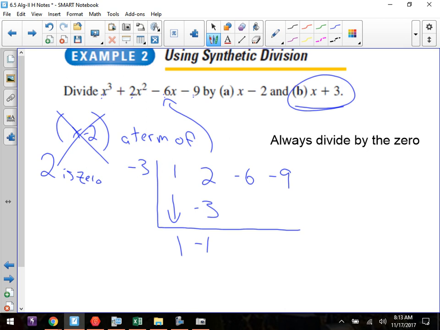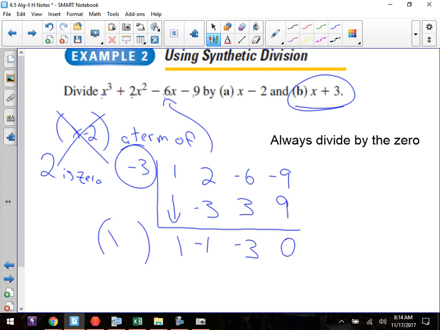What's -3 times -1? What's -6 plus 3? What's -3 times -3? Did I end up with a 0? Now here's what happens. Since that ends in a 0, that means that -3 is a 0, which means the term that creates a -3 is x plus 3.